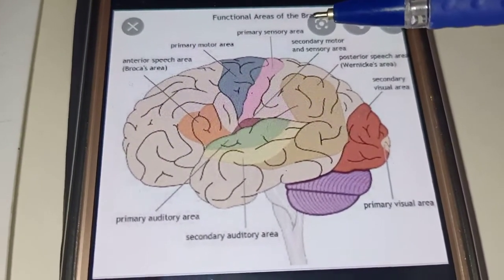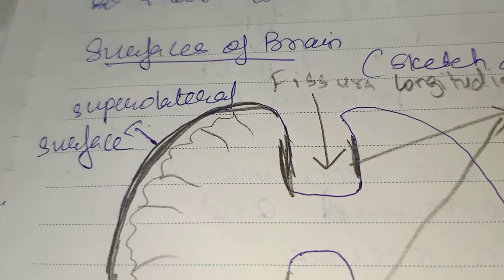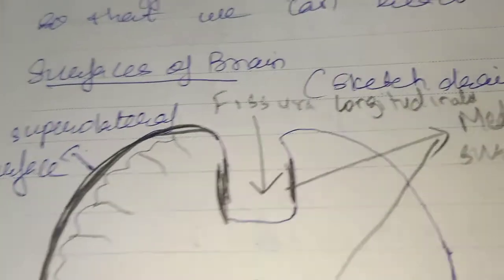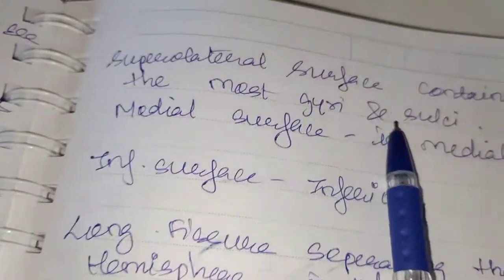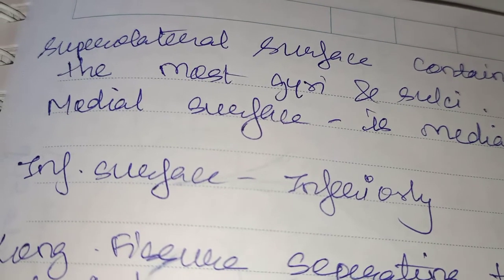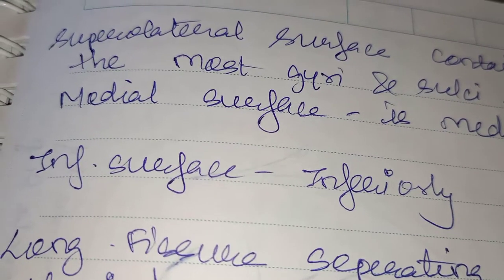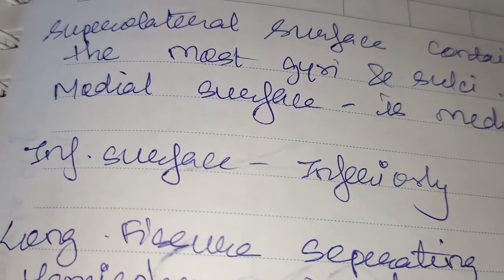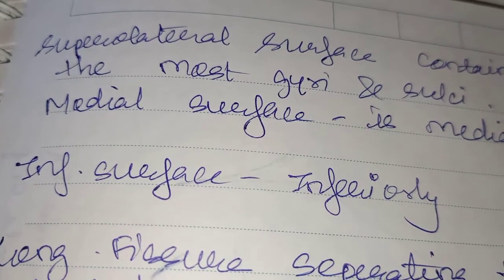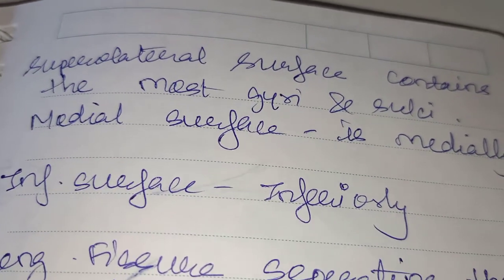What functions does it do? Now, we'll go to the surfaces of the brain. There is the superolateral surface, which is one of the surfaces of the cerebrum. It contains most of the gyri and the sulci.